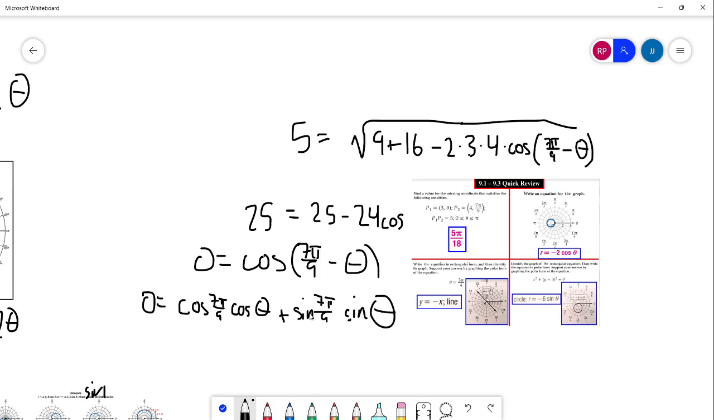Alright. Everyone following along here? Yep. Okay, I gotta put my calculator in radians. I almost lost the whole thing there.